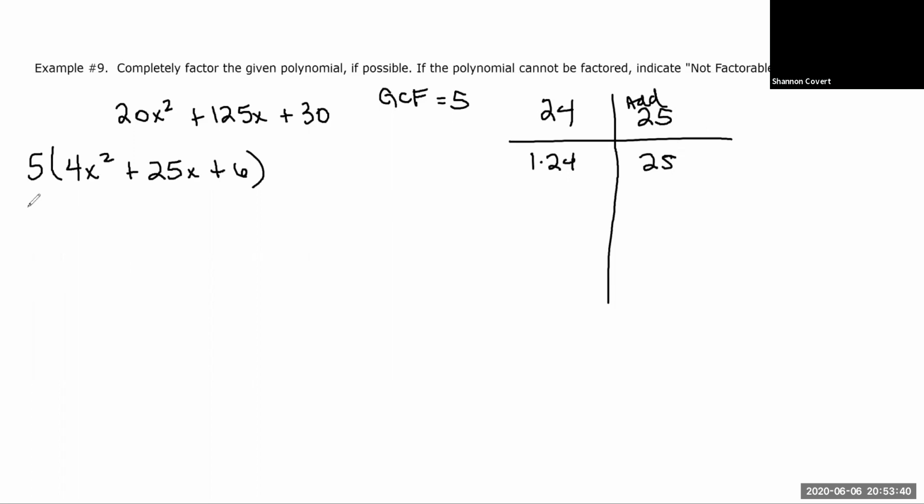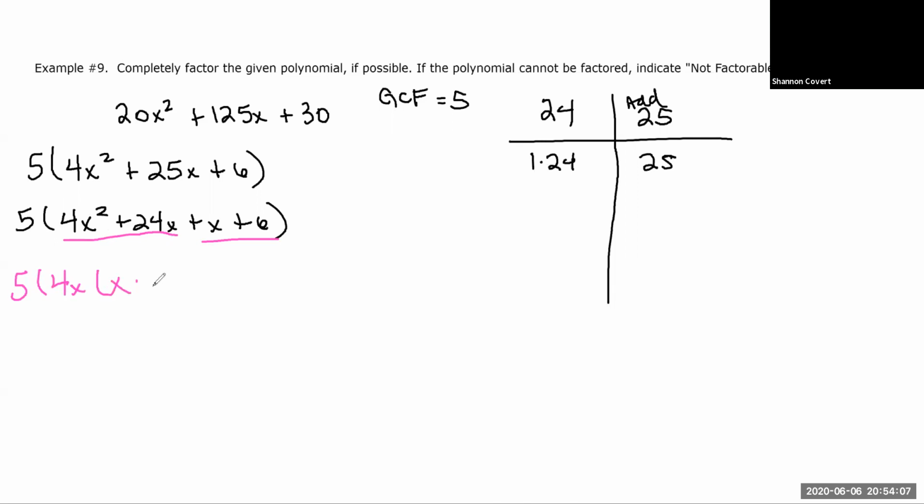All right, so keep that 5 out there. 4x squared. I'm going to go ahead and put the 24x first, plus x plus 6. It really doesn't matter, but I like to know that my first one's definitely got something in common. All right, keep the 5. 4x is my greatest common factor for those first two. It leaves me with x plus 6. The only thing x and 6 have in common is a 1, but that's okay. I can take out the 1.